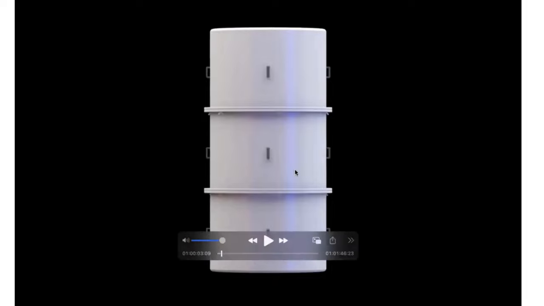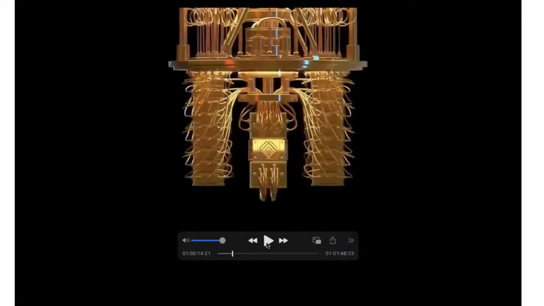Before that, if you observe here, this is the refrigerator for the quantum computing. If you observe the internal chip, we are storing the chip in the white box, in the ice box.